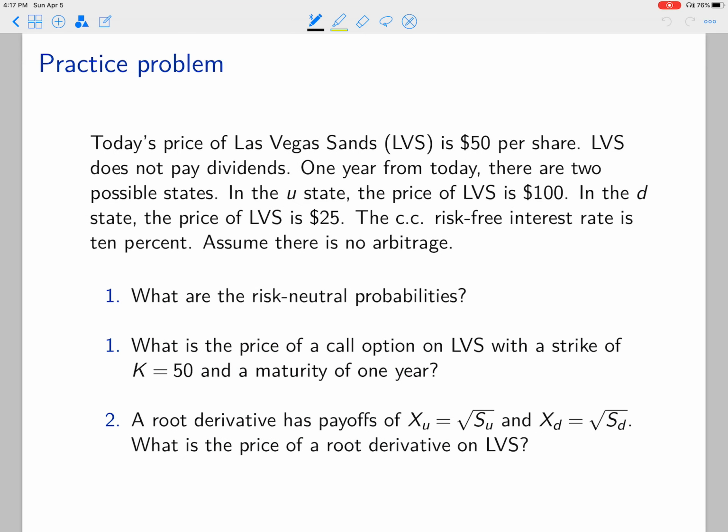Okay? So to get comfortable working with risk-neutral pricing, we'll do a practice problem. I'll give you a quick minute to read the question, and then I will solve it.